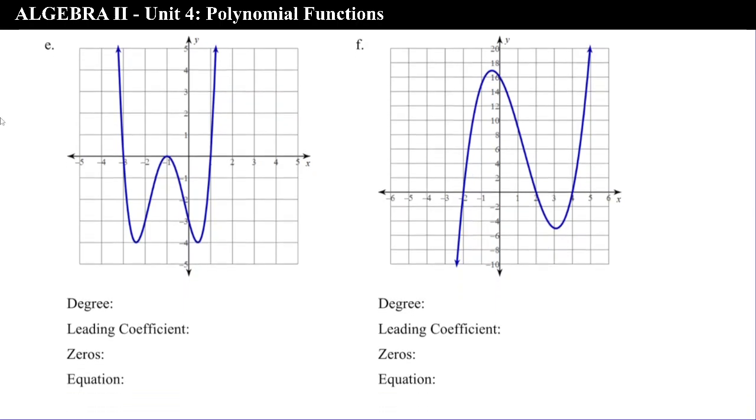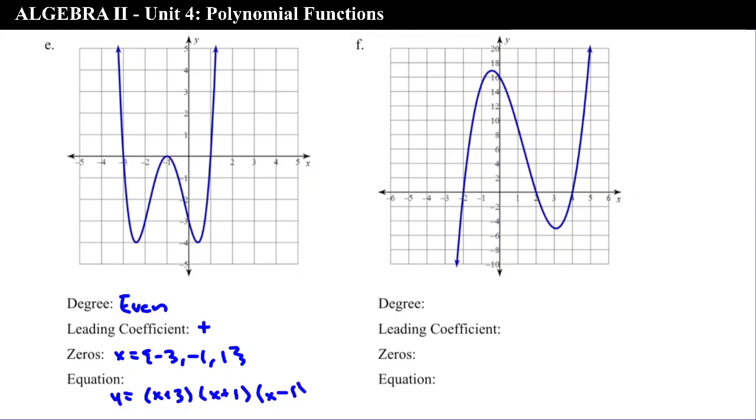All right, for E, our degree here is even. Our leading coefficient is positive. We have zeros at -3, -1, and 1. And our equation is going to be x plus 3, x plus 1, x minus 1, and we've got a square on the plus 1, on the middle term.